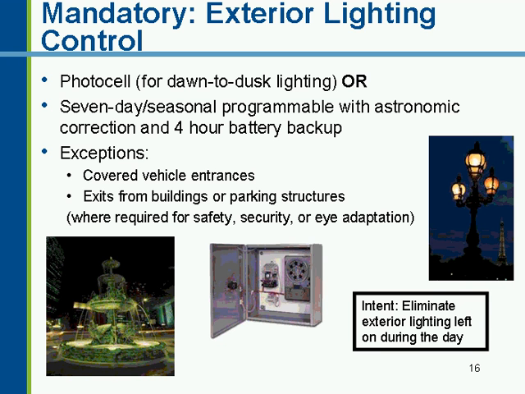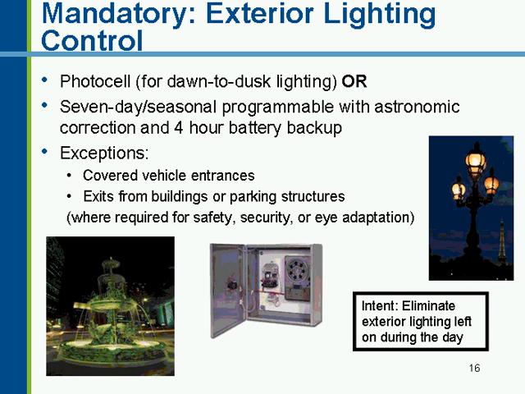Let's look at a few more mandatory requirements, these having to do with exterior lighting control. There is a control for lights to be on a photocell if there is dawn-to-dusk operation of that lighting. Or you can have a 7-day programmable system with astronomic correction and 4-hour battery backup. This would comply as well. There are exceptions to this requirement.